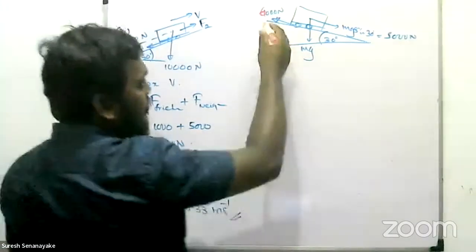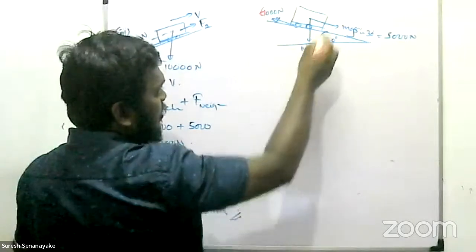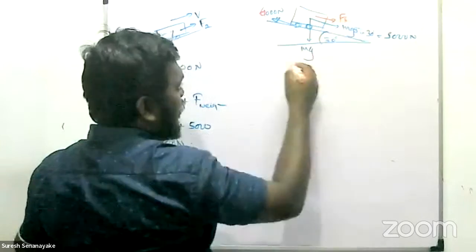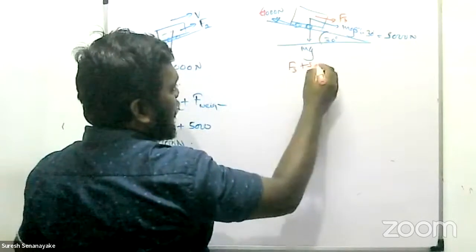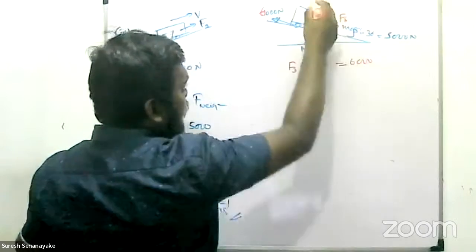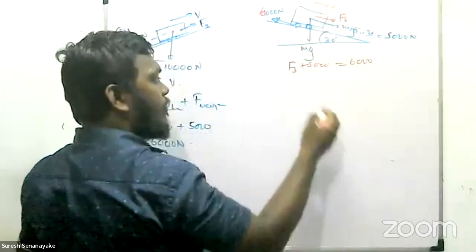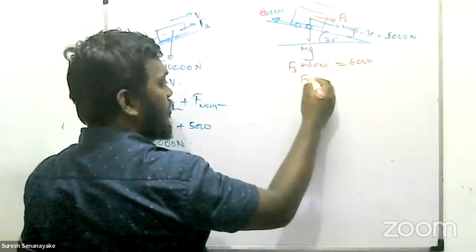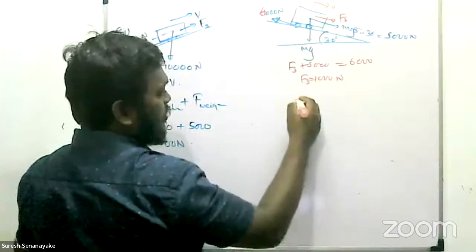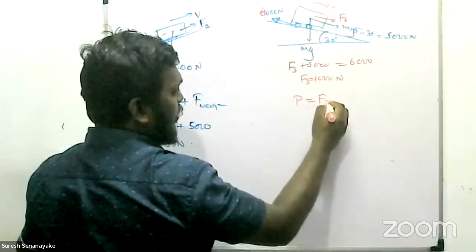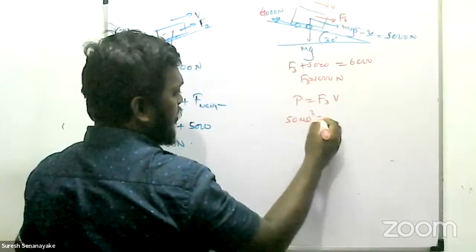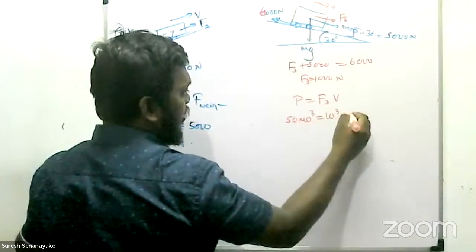If it is 6000, the engine should give us the traction then. Let's say it is F3 plus 5000, that should equal the 6000 when it's moving with constant velocity, right? So then F3 should be 1000 newton. So the power is F3 into v, the maximum power it's working, then you can find that is 10 to the 3 times v.